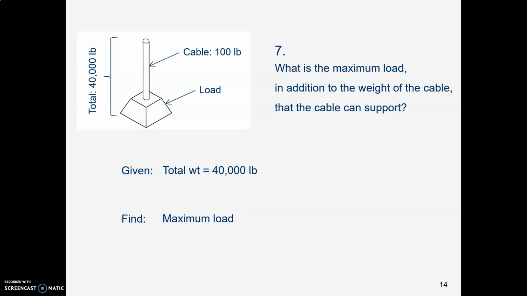We are given the total weight; we figured it out in the previous problem. The total weight is 40,000 pounds. And we figured out that the cable weight is 100 pounds. So how are we going to figure out how much weight we can hang from that cable? Well, we've got the total weight, and the maximum load hanging from the cable is the total 40,000 pounds minus the cable, 100 pounds. That'll give us how much we can put on this load right here. Yay!